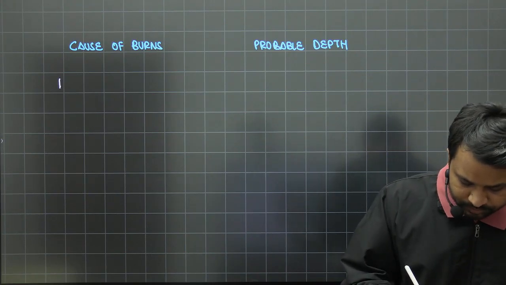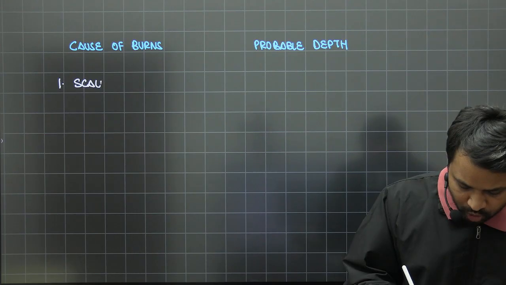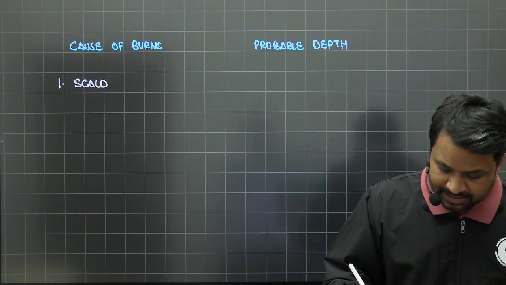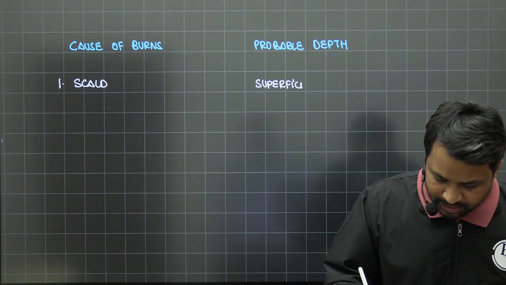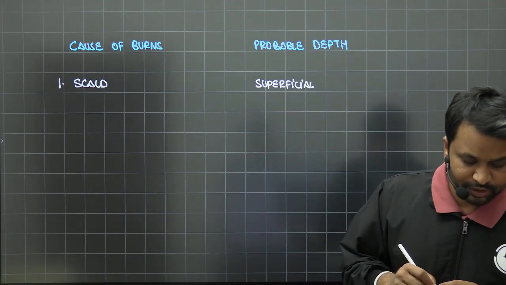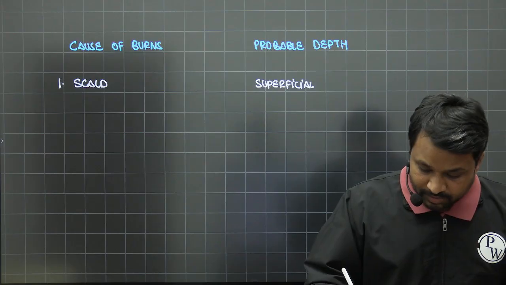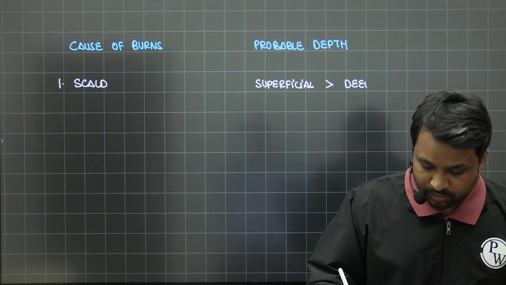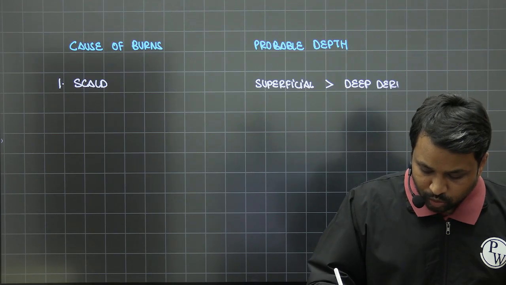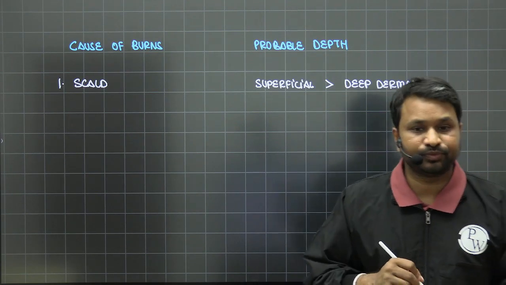Number one, it is hot water, that is scald. Scald burns are usually superficial burns. Sometimes if the water stays for a longer duration, it can also cause deep dermal burns. But usually it is superficial, right?